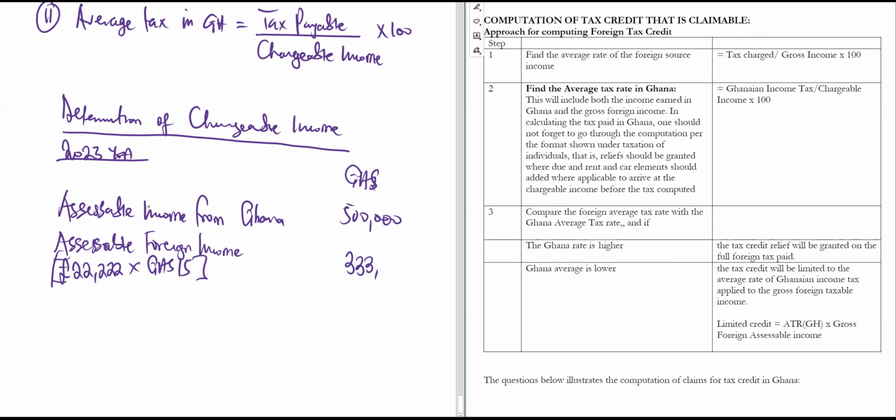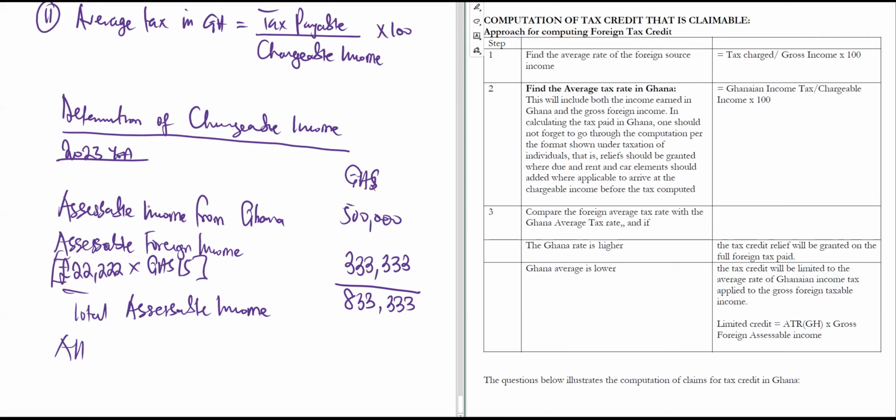Did we get 333,333? Yes. 833,333, right? That becomes his total assessable income, from local and foreign source.